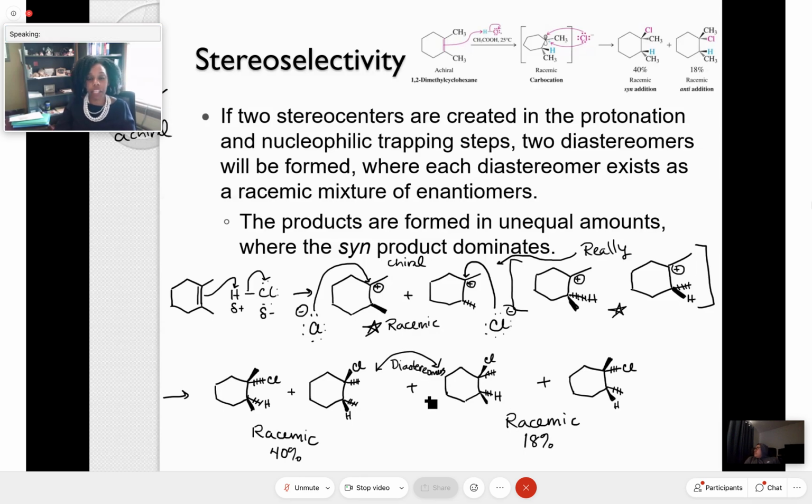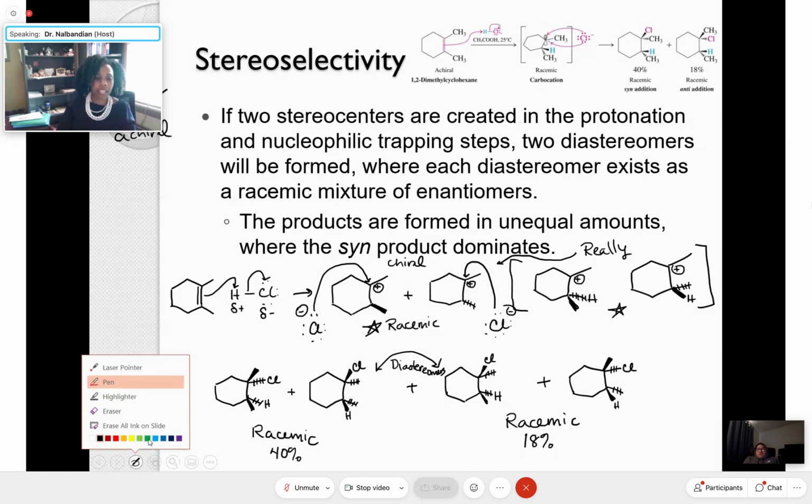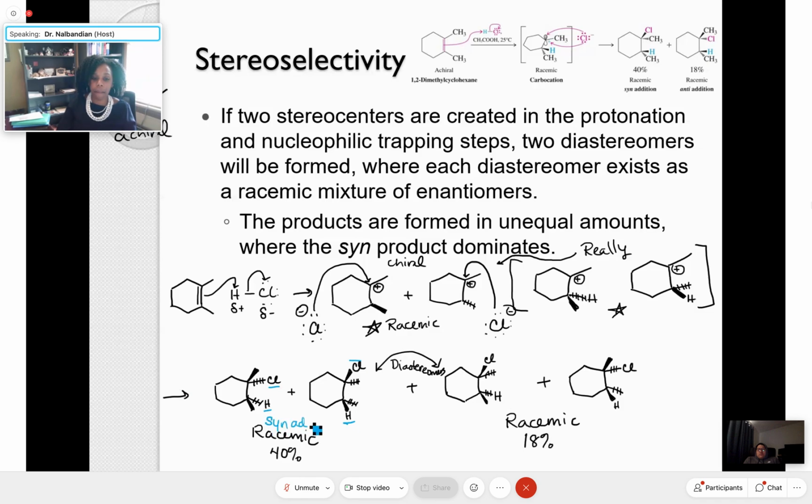And any other combination. So what's the difference in these? Well, the difference here is that both the hydrogen and the chlorine got added to the same face. And so this is a syn addition. That's why I showed you the hydrogen, so you could follow me here as you see the hydrogen that got added in the first step and the chlorine that gets added in the second step. They both get added to the same face.